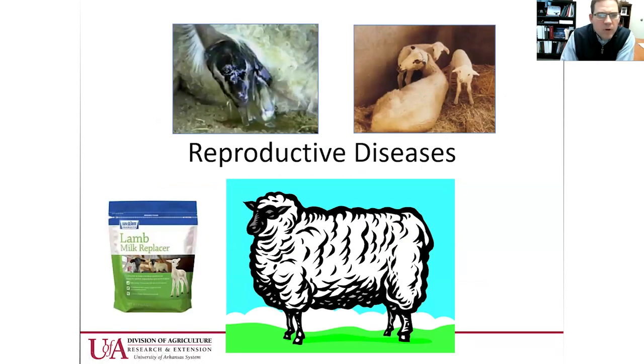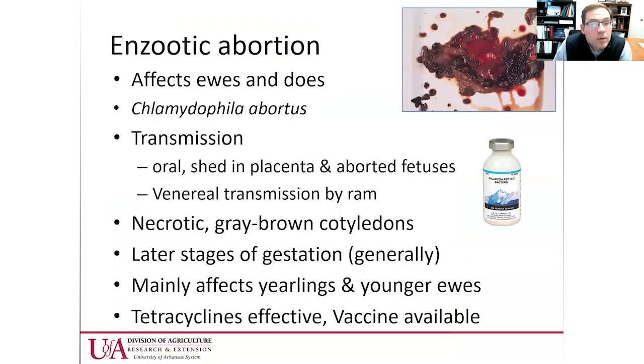All right, I was going to move on to a few reproductive diseases. I've got 3 infectious diseases and one that's a metabolic disease that we can talk about. The first one that I have here is enzootic abortion, which is caused by Chlamydophila abortus. This one affects both sheep and goats, so you could see it in either one, and oftentimes gets transmitted orally.